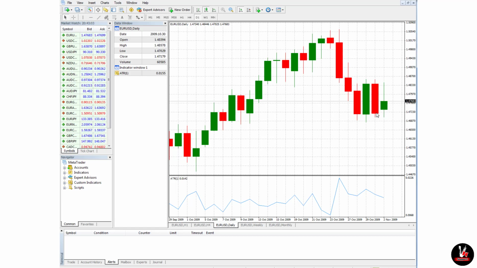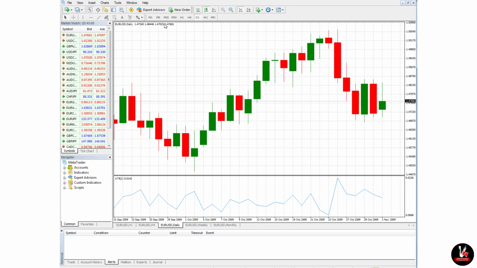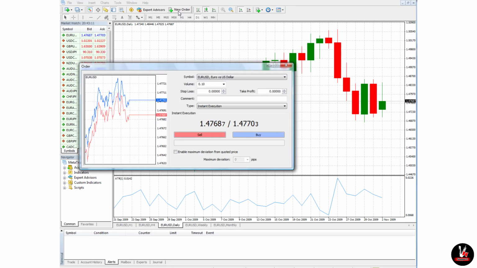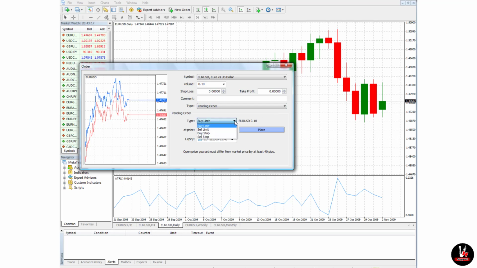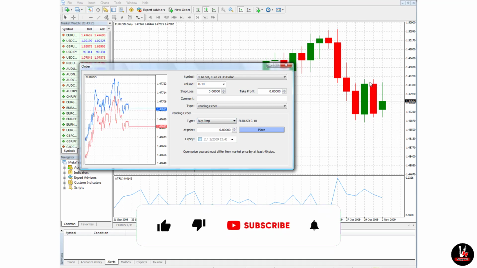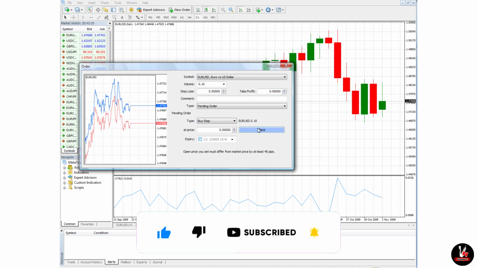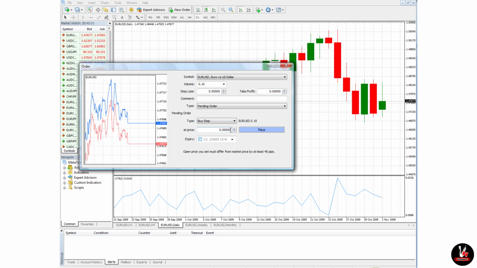Okay, so we can actually place an order based upon this bar, and it'll be a pending order, of course. So let's pop over to new order, and it's going to be a pending order. Since we look to buy above the market, we're going to place a buy stop up here, and the price we want to place that buy stop at is 1.46827.